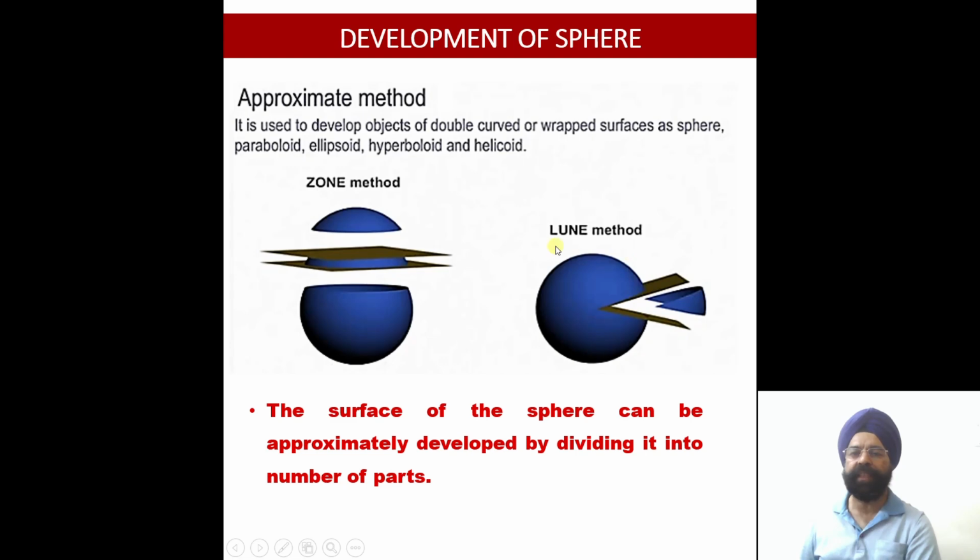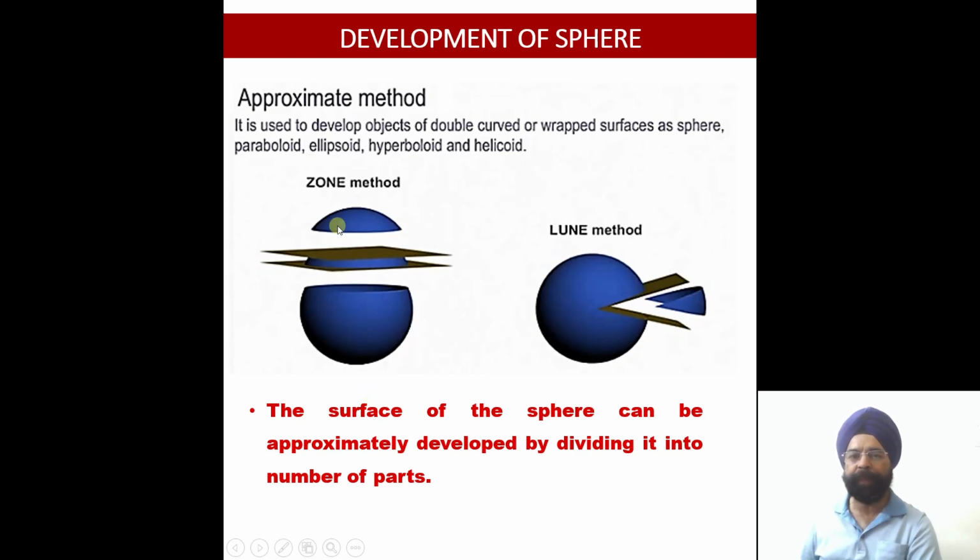In both of these methods, the surface of the sphere can be approximately developed by dividing it into a number of parts. So once again, these are two methods. In the first method, we call it zone. Zone means that we are going to divide the sphere into different zones and cut it in such a way that, you see, there is the vertical axis of this particular sphere, so all the cutting planes will be perpendicular to the vertical axis of this sphere.